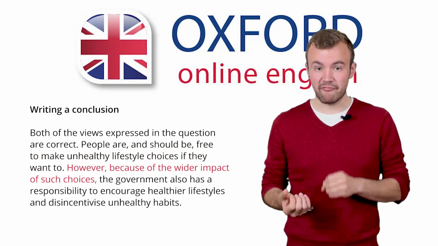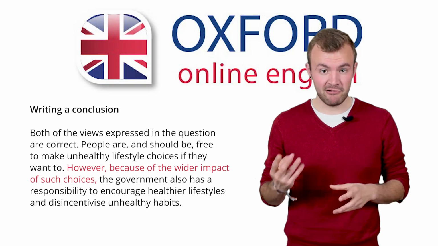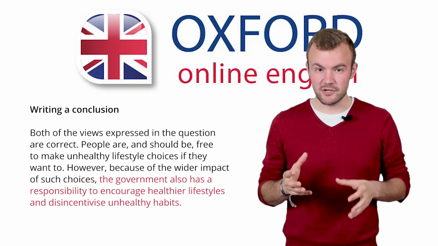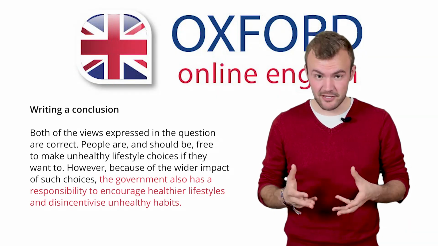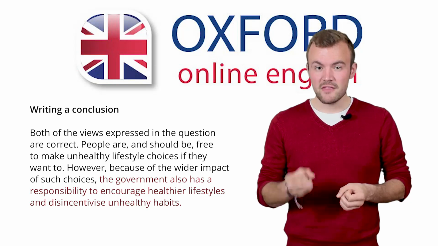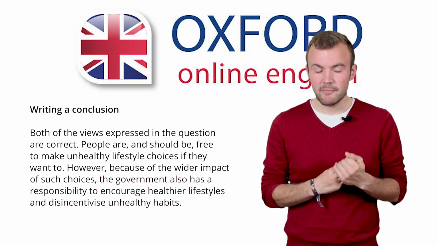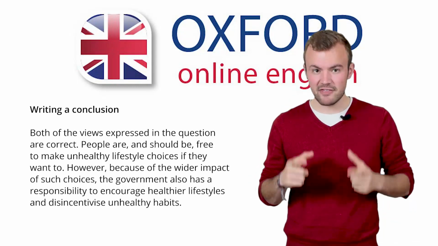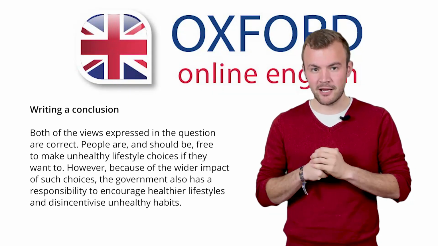You can see that we cover the idea of personal freedom from paragraph 1, the idea that individual choices have broader consequences from paragraph 2, and the idea that the government should encourage people to make healthier choices from paragraph 3. This is a strong conclusion because it provides a clear position and also connects everything together in a coherent way.